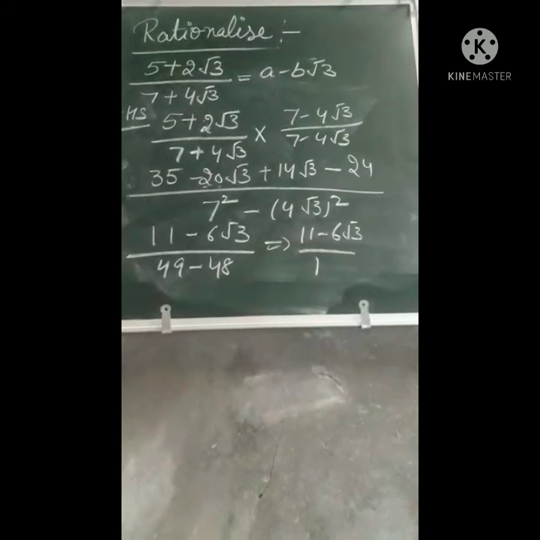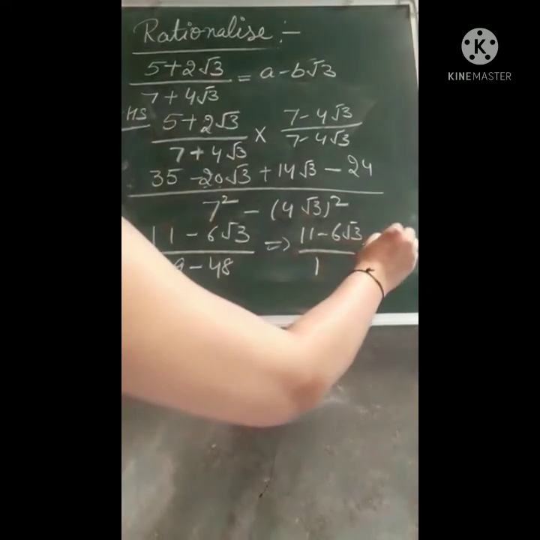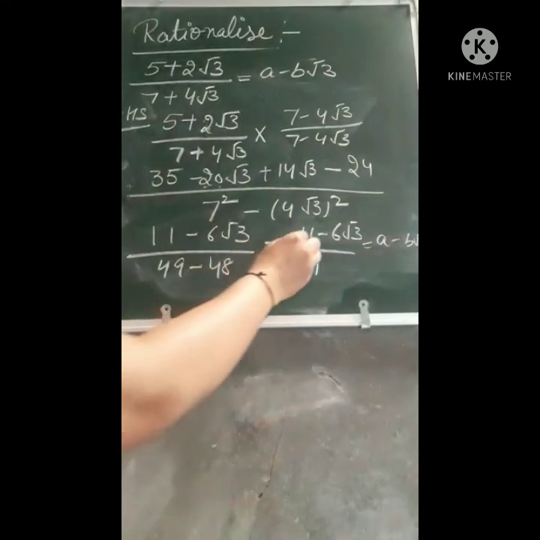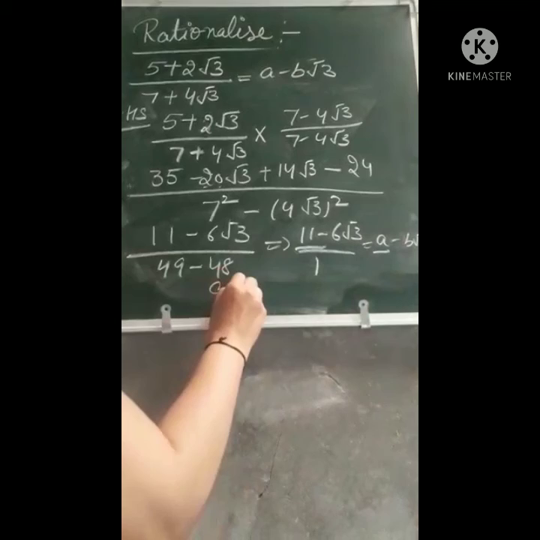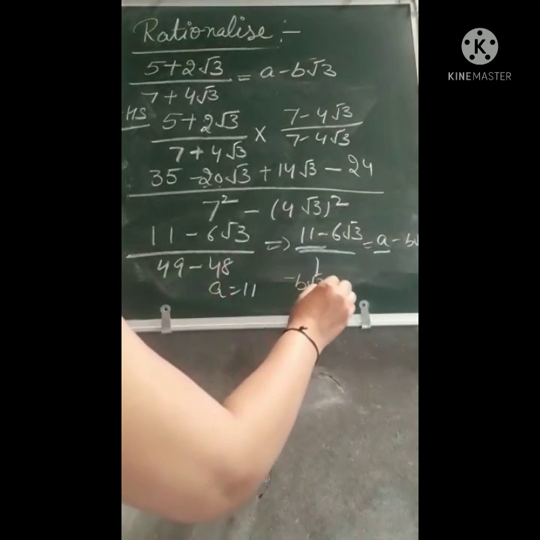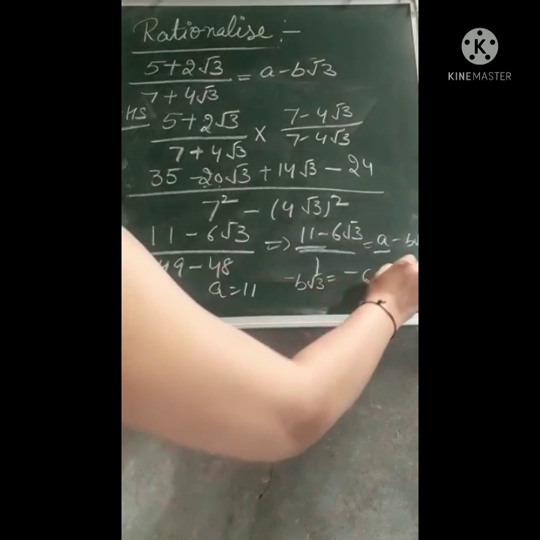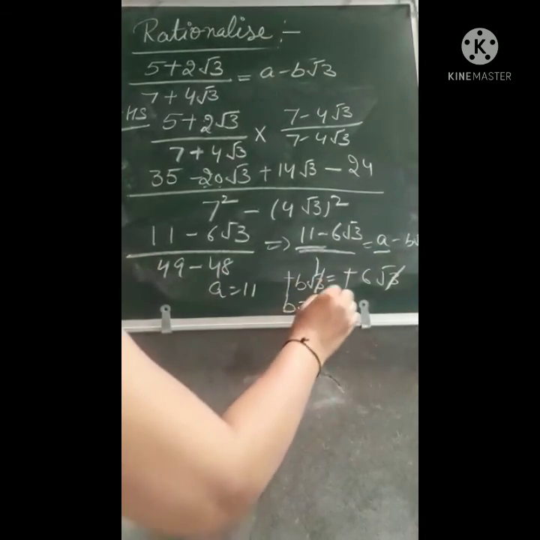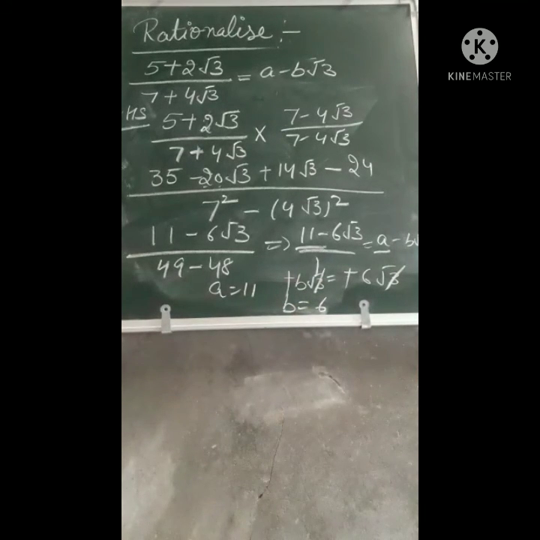So downside is 1, there is no value of 1 downside. So we can keep it equal to a minus b root 3 and just compare like terms. So a equals 11 and minus b root 3 equals minus 6 root 3. Minus cut, root cut. So the b value is 6. This is the answer. Like this we have to solve and find the a and b values.